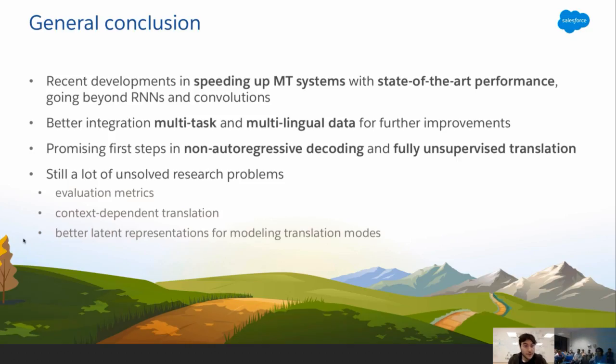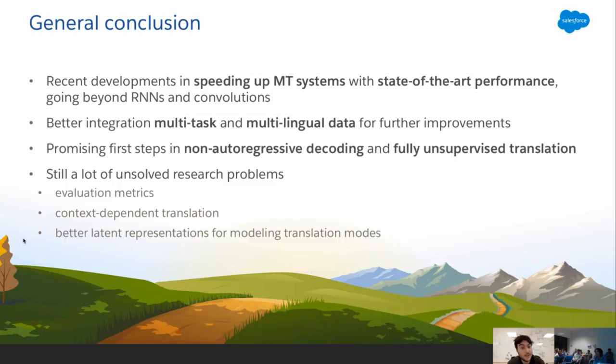So in general conclusion, we have seen ways to speed up machine translation systems and start from RNNs and to gradually replace them with convolutions or just completely attention. We have used multitask, multilingual data, and we can see further improvements in performance with them. And also some first steps of nice proof of concepts with non-autoregressive decoding of generating every word at once, or completely fully unsupervised translation.